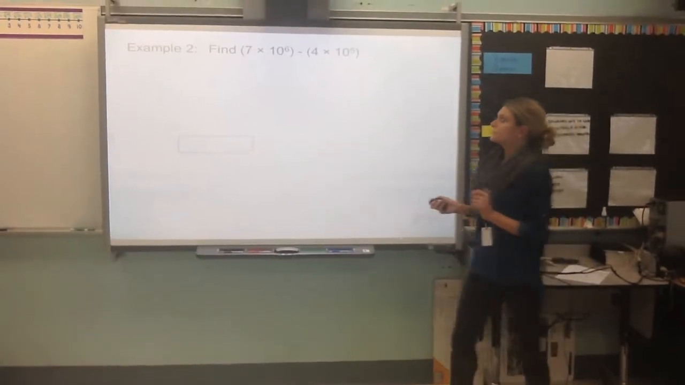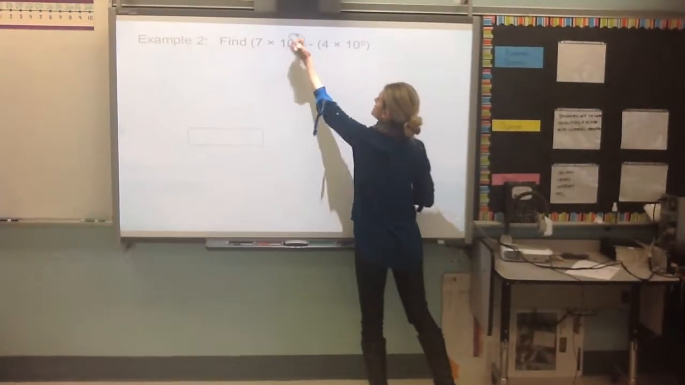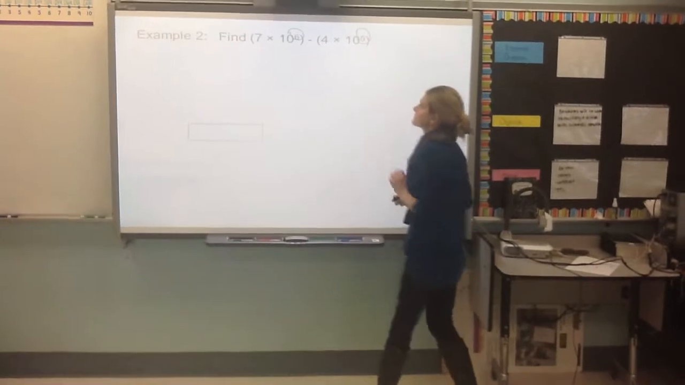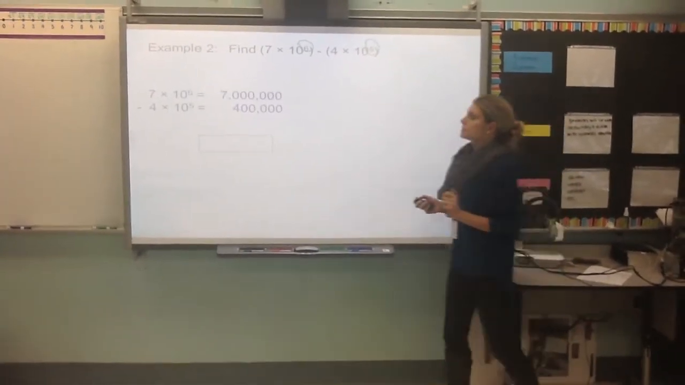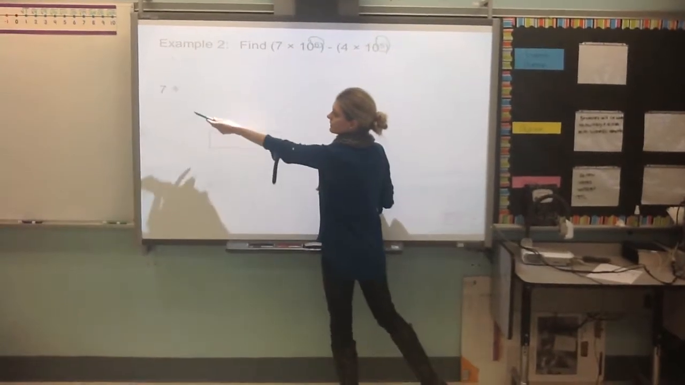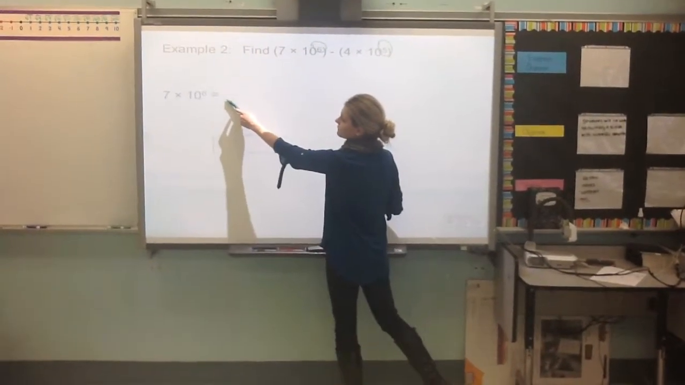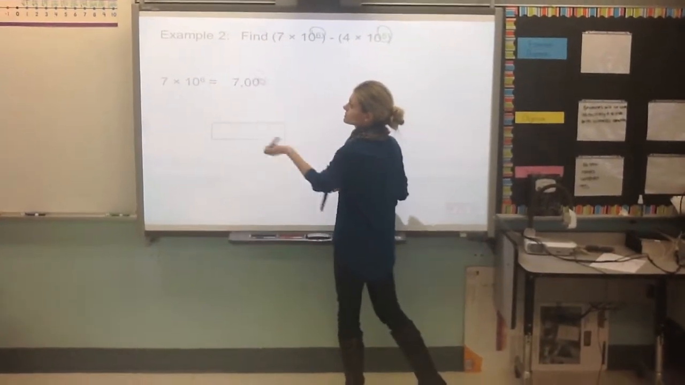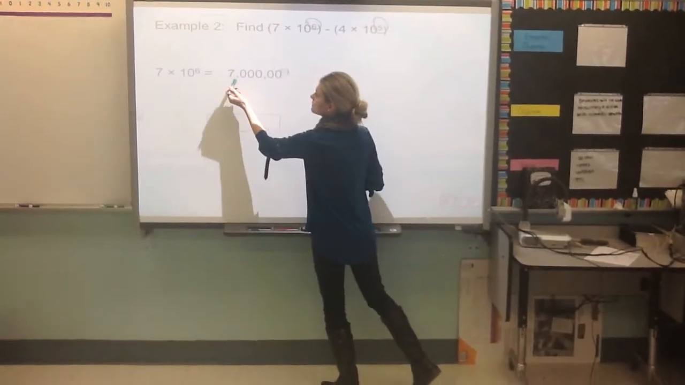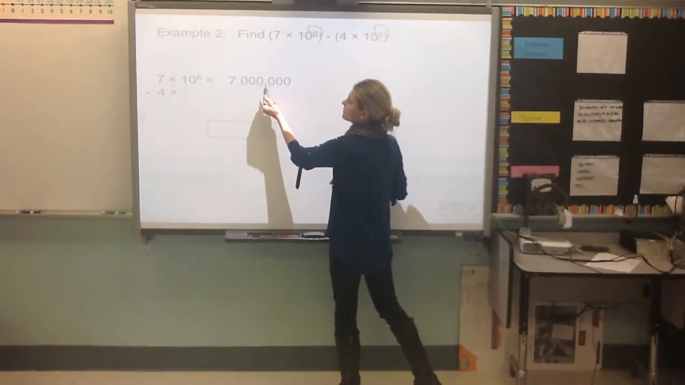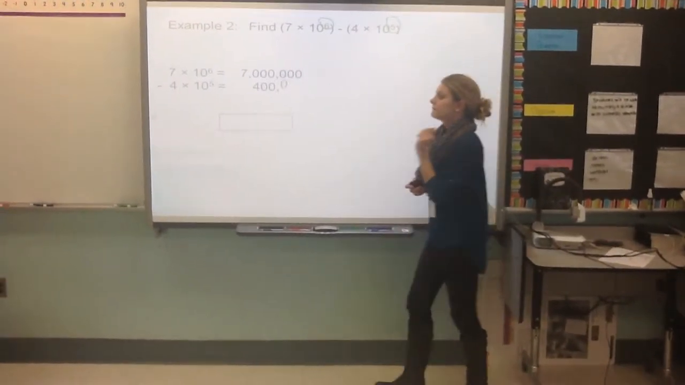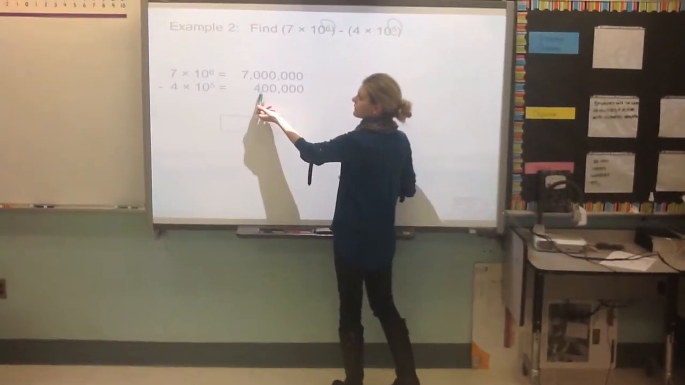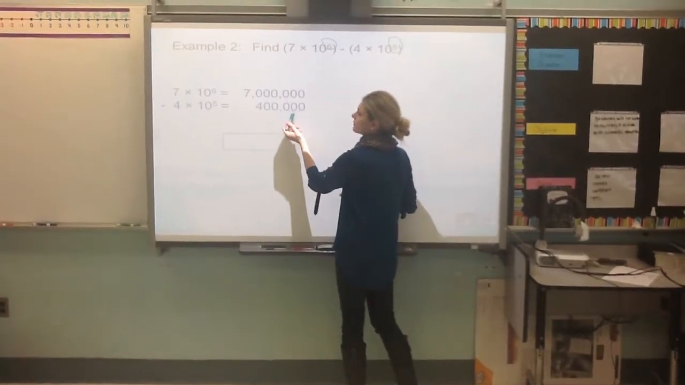So example 2. This example is a little bit different because my exponents are different in this case. So I need to pay very close attention. So I'm going to turn my scientific notation into expanded form. So I'm going to write it out all of the way. So 7 times 10 to the power of 6, and move over 6 spaces, 1, 2, 3, 4, 5, 6. Minus 4 times 10 to the power of 5. So start off at 4 and move over 5 spaces, 1, 2, 3, 4, 5.